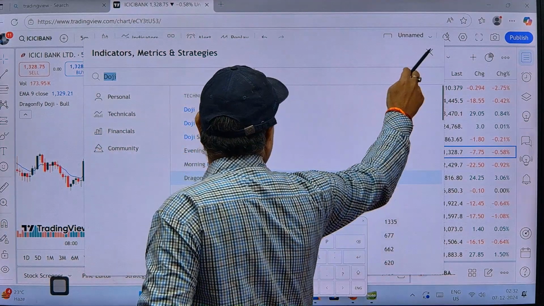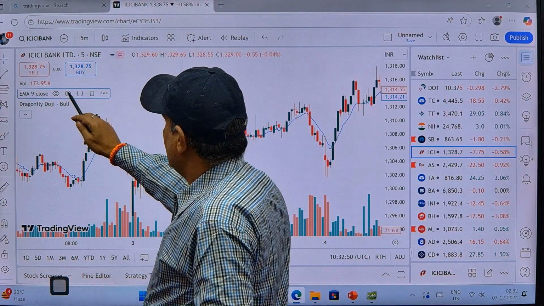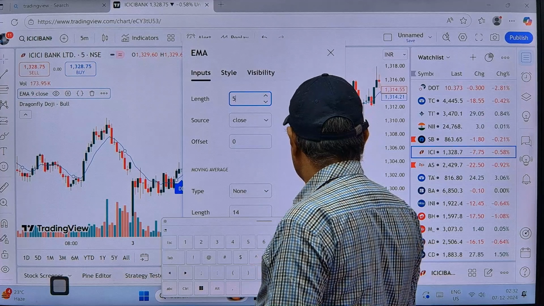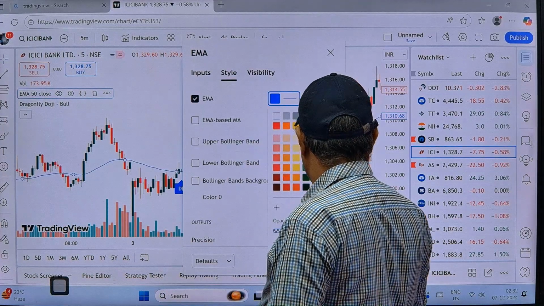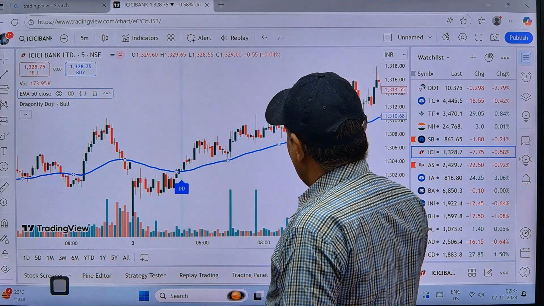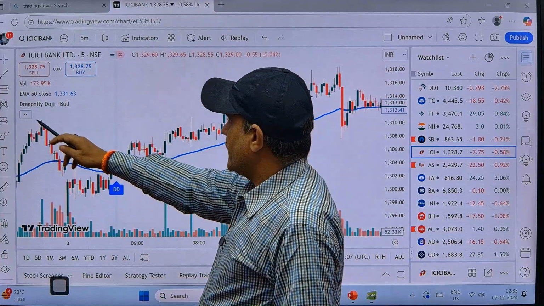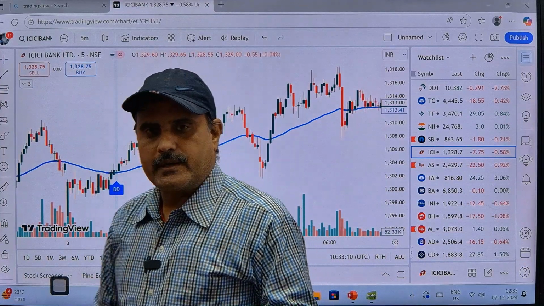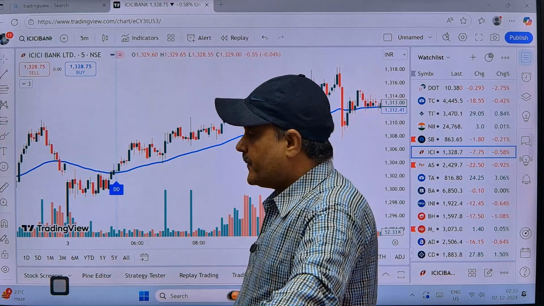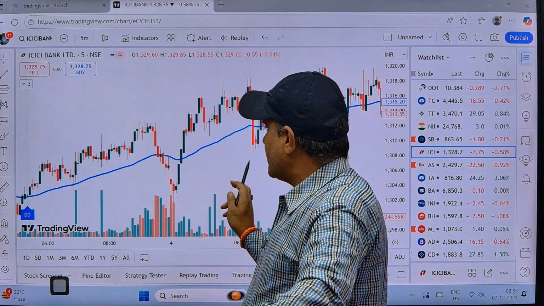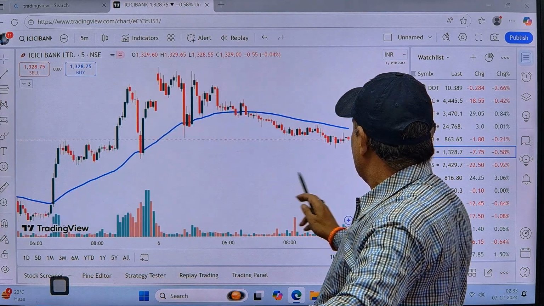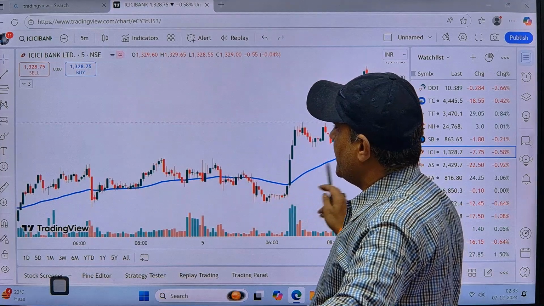Here there will be some changes in the settings. We are going to change the input from 9 to 50, and the style should be a little like this. This is the chart. When you put these two indicators, you will see the word DD, which means Dragonfly Doji. So how are we going to trade? Every time a Doji is formed, the DD will come below the candle.